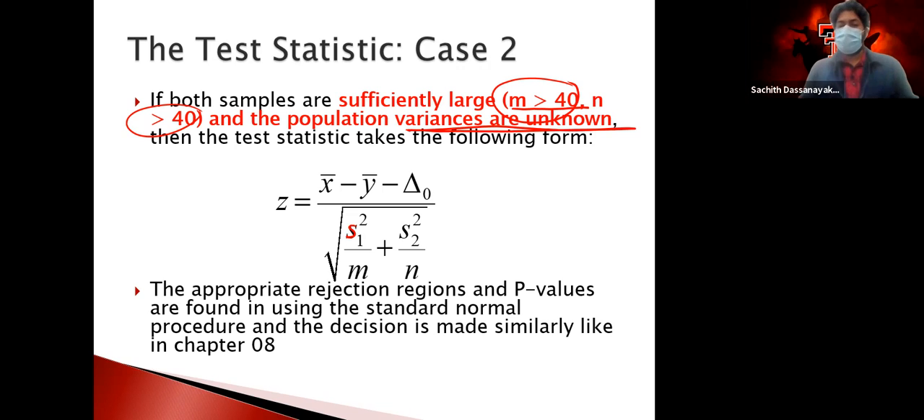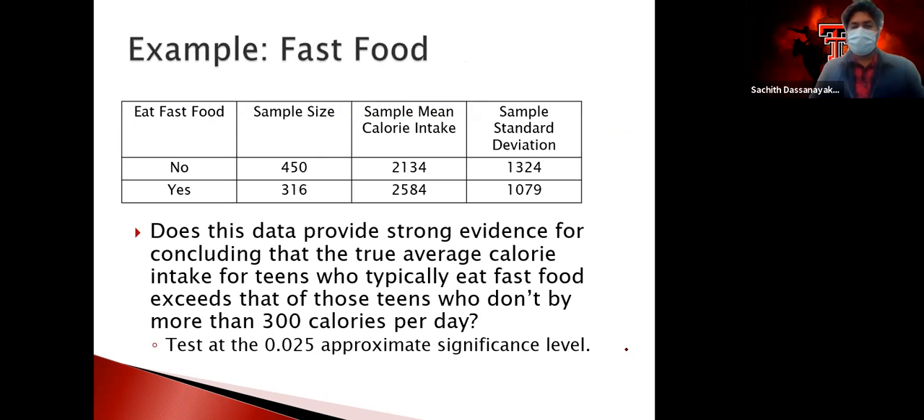Same as case 1. Again, we have done it in chapter 8. We have an example here. Check this example so that you can cover both case 1 and case 2. There are 2 samples: eat fast food, no and yes. Between these 2, yes and no, there is no relationship. If it is yes, yes; if it is no, no. If it is yes and no, there is no answer like that. So they are different.